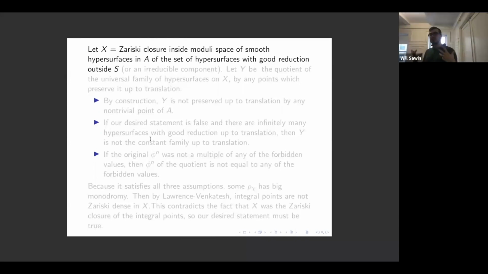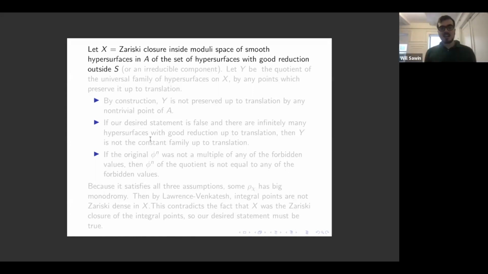So I want to sketch quickly why this statement is sufficient. How can you conclude from this? I'm going to go over it quickly because I don't think getting all the details of this argument is important, but I think it's good to say. So we're going to do a proof by contradiction where we assume that there are infinitely many different hypersurfaces and derive a contradiction from that.